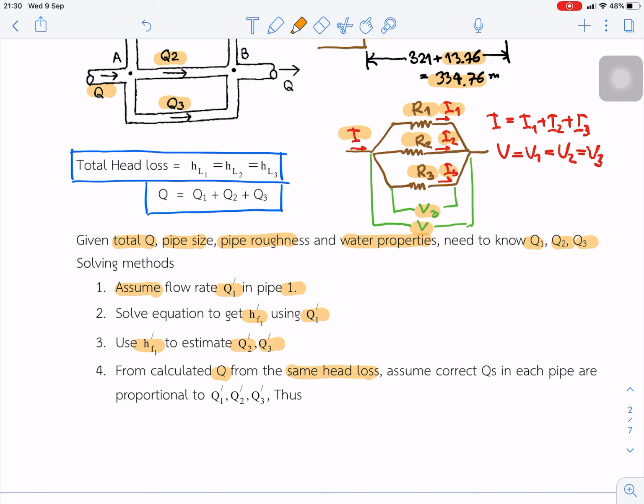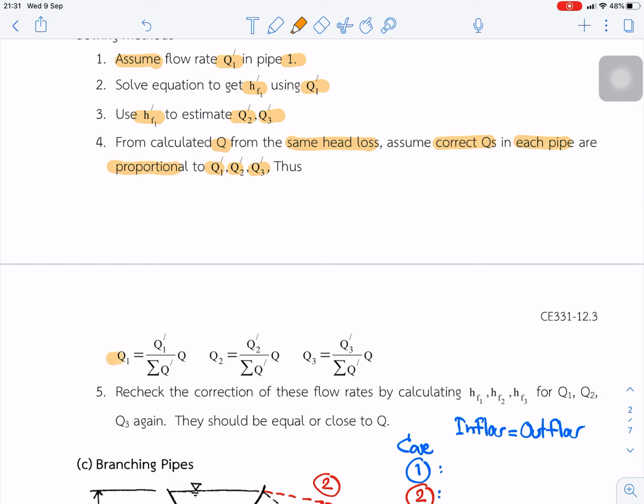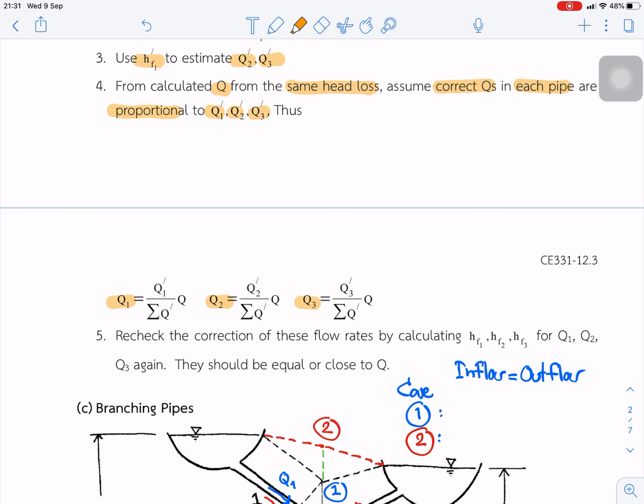Okay, so we assume that the correct Q in each pipe is proportional to Q1 prime, Q2 prime, Q3 prime. We use this equation to estimate the correct Q1, Q2, Q3 based on proportion to the summation of Q prime. Q1 prime divided by the summation of Q prime. The last step, recheck the correction of this flow rate by calculating head loss for the different Q1, Q2, Q3. Again, it should be equal, or close to.